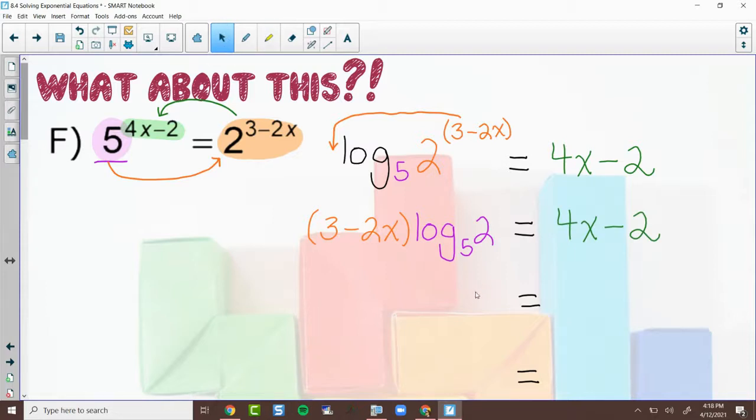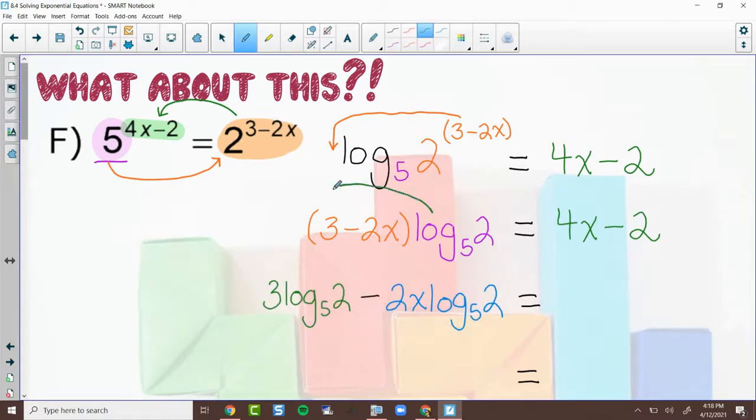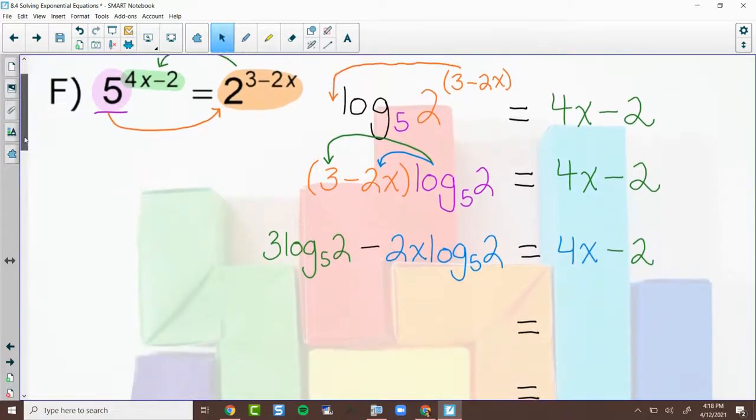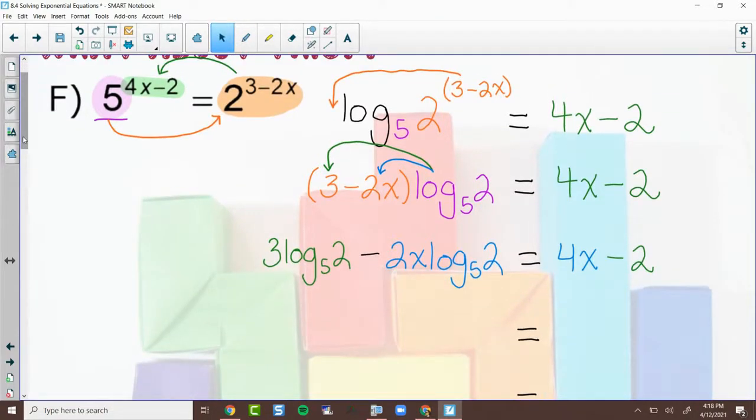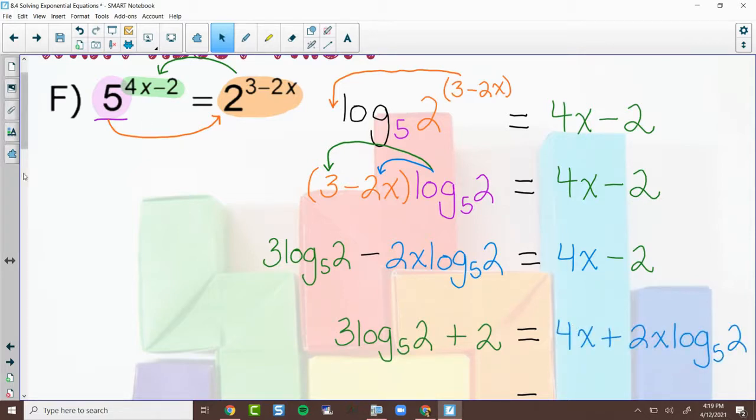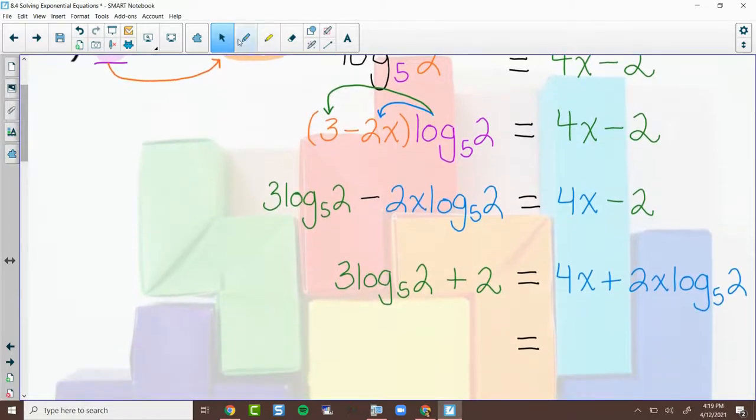Then I'm going to go ahead and distribute that number, that log base 5 of 2. So here's where I can multiply here in the green, and then here's where I can distribute. Again, it's just a number. Similarly, on the last one, I've got numbers and variables on both sides, so let's go ahead and separate those out. I'm going to add 2 to both sides, and I'm going to add that 2x log base 5 of 2 onto the other side.